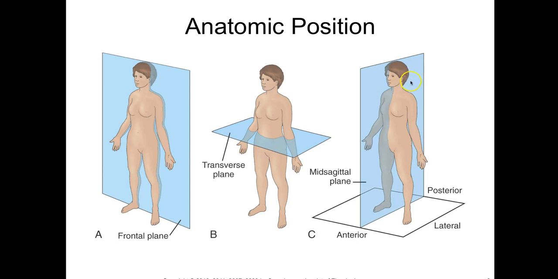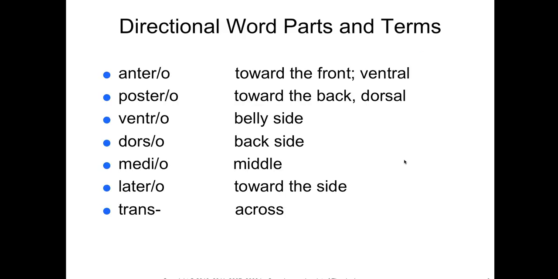If we were to draw a line down, let's say the left shoulder, down the body, that would be a sagittal plane, and we have an infinite amount of sagittal planes that divides the body into unequal right and left halves. So next I want to go through some of the combining forms of those terms that I was using, anterior and posterior and so forth.